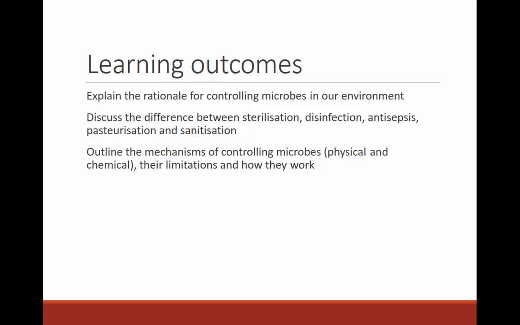I want you to be able to talk about the rationale for controlling microorganisms in the environment. It might be on a human, it might be in a human, it might be in a wound, for example, or it might be in an environment, say in hospital. You want pathogenic microorganisms controlled in a hospital environment, don't you? Because obviously not many people who are very well go to hospital. So that means that their immune system is compromised in some way, so you don't want to be overloading it with possible pathogenic microorganisms.